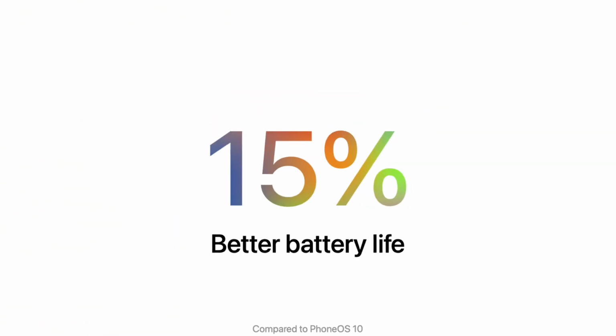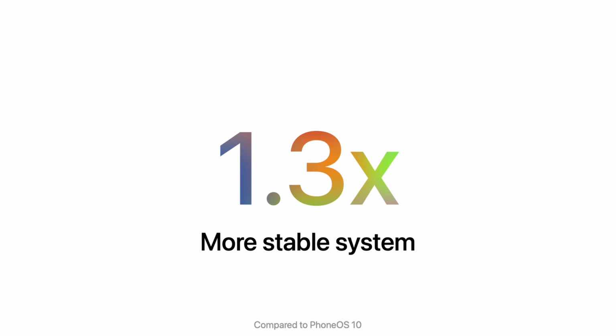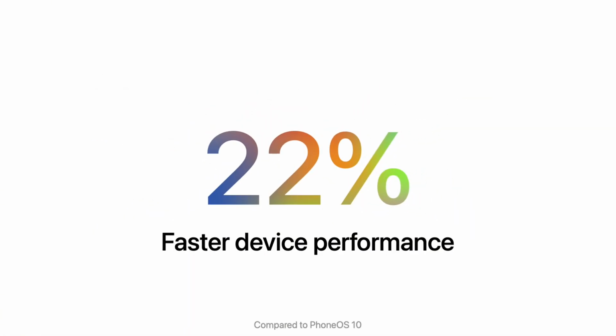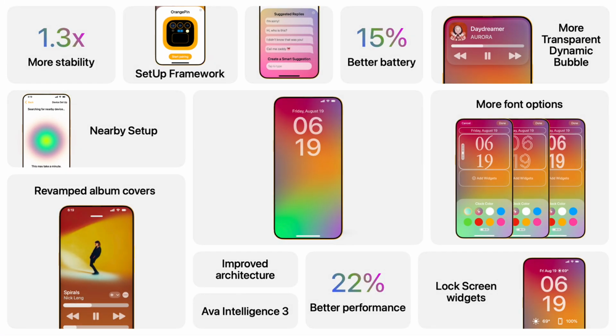PhoneOS 11 also includes updates to system architecture. Compared to PhoneOS 10, PhoneOS 11 provides 15% better battery life, 2 times less frame drops, a 1.3 times more stable system, and 22% faster system performance for all models. And that's PhoneOS 11 with Cover Merge, more customization, better performance, lock screen widgets, setup framework, and more.